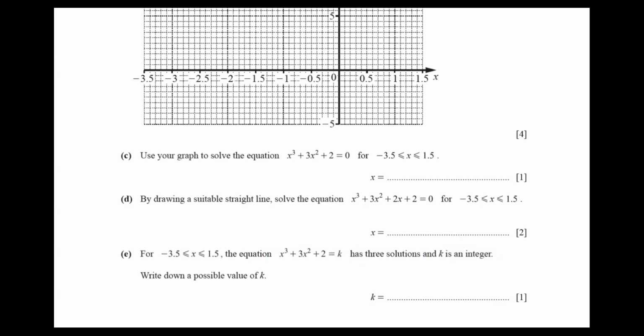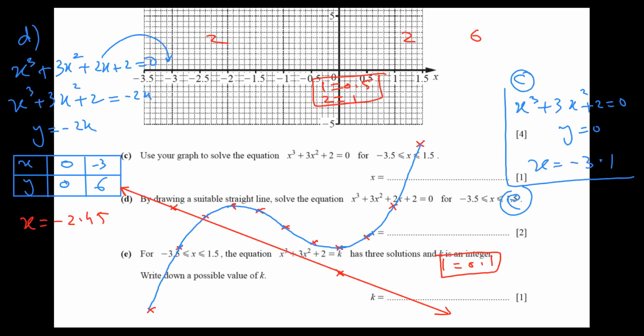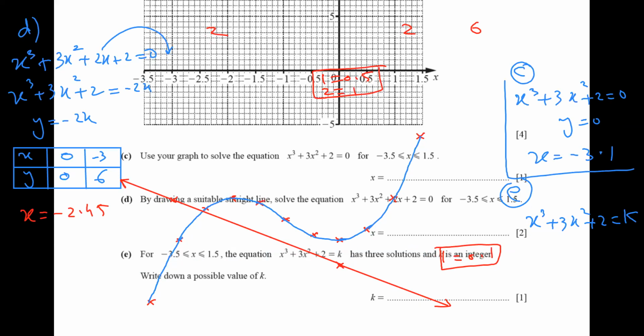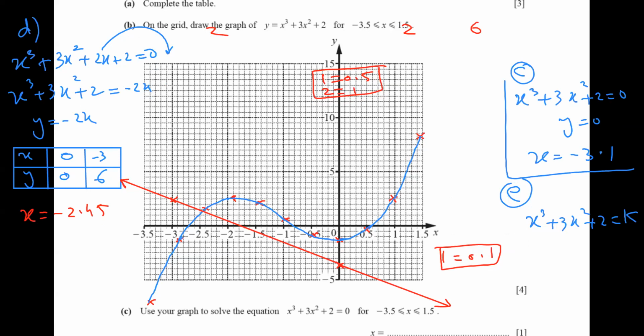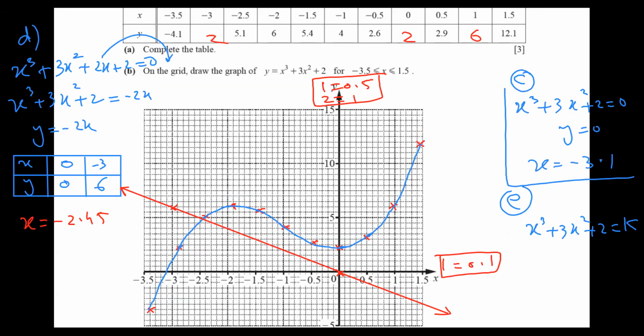So now I'm copying this question here. Right hand side, x cubed plus 3x squared plus 2 equal to k. And he's asking, what is the possible value of k? So let's answer this one. Let me move my graph and bring it here. Let's see. Okay, slightly moved, but it's fine.